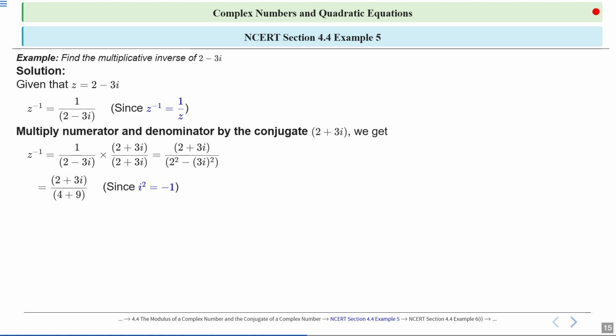Let's simplify the denominator. So 2 squared is 4 and 3 iota squared is 9 iota squared. Since iota squared equals minus 1, this becomes 4 plus 9. So the denominator is 13. This step is crucial because it turns the denominator into a real number. Now we have 2 plus 3 iota divided by 13, which is equal to 2 by 13 plus 3 by 13 iota.